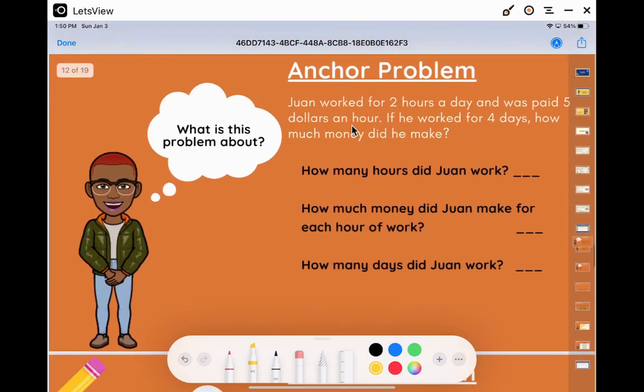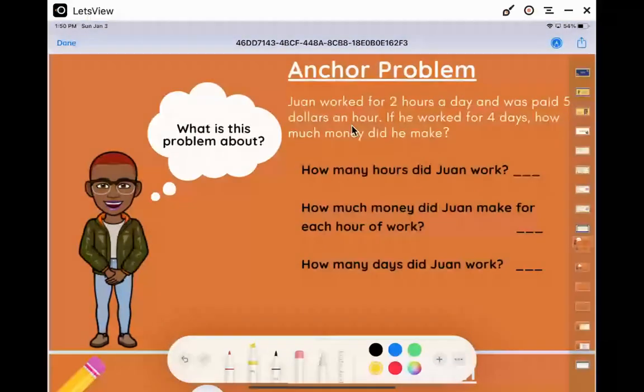Let's look at our anchor problem for today. Juan worked for 2 hours a day and was paid $5 an hour. If he worked for 4 days, how much money did he make? Well, let's go ahead and start talking on our Nearpod about what this problem is about. My first question for you is, how many hours did Juan work? Write your answer on the Nearpod. How many hours did Juan work?